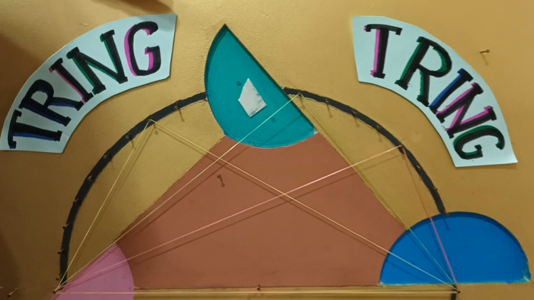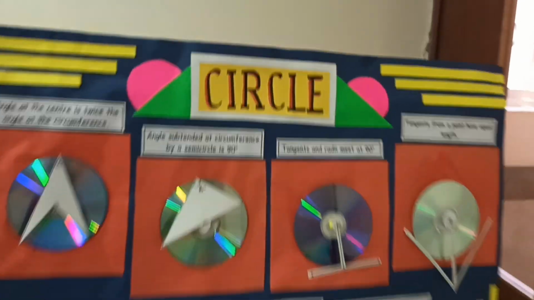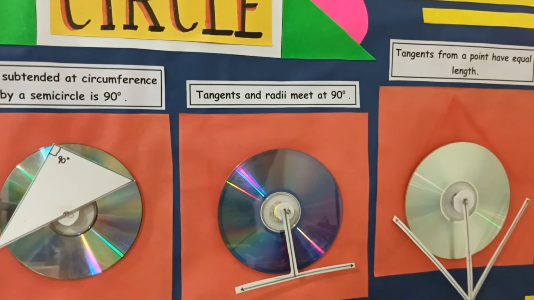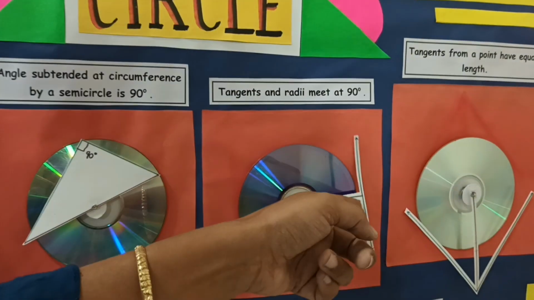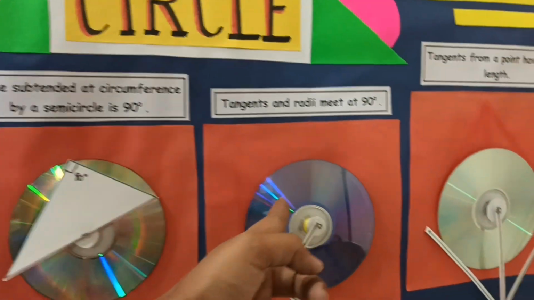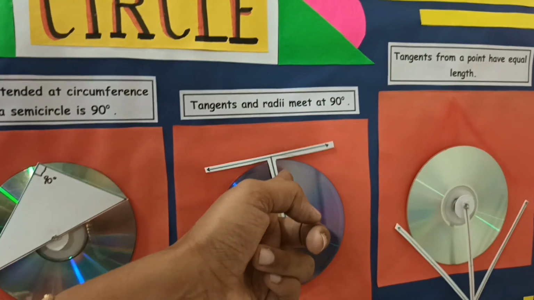The third concept which we can teach our children is tangents and radii always meet at 90 degree. So we can make a tangent over here and the radius over here, or else we can show it over here also. So we can see if this radius and tangent are moving, this is always 90 degree over here.